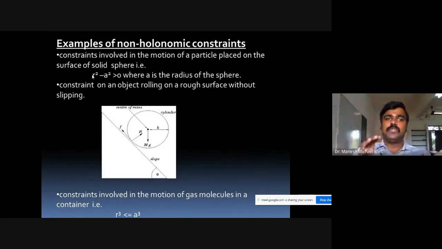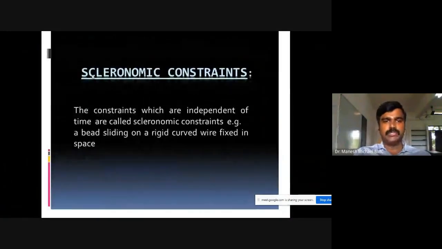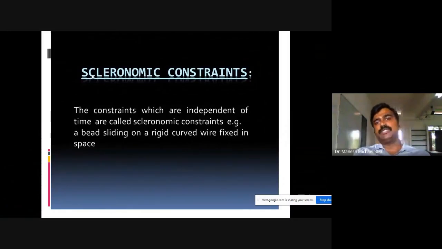Okay, so the conclusion is: if you can represent the constraint using a well-written equation, then such types of constraints are holonomic. And if there is no such equation and we are using an inequality, then such types of constraints are non-holonomic constraints. So the next classification is scleronomic constraints. What do you mean by scleronomic constraint? A constraint which is independent of time is known as a scleronomic constraint. That means there is no time dependence in this case.